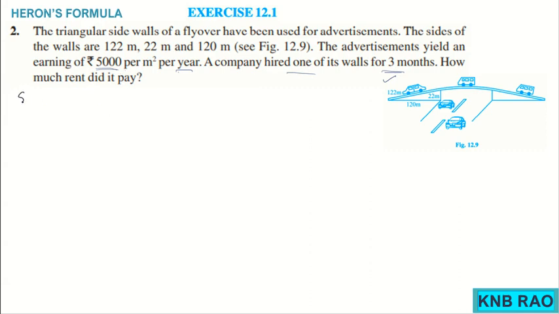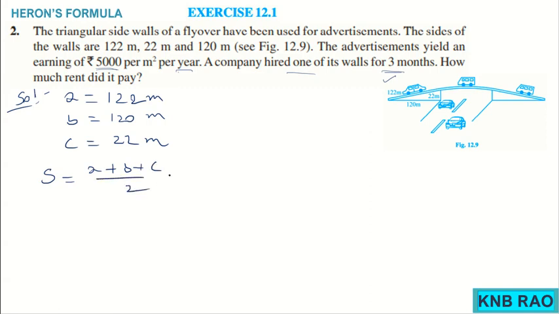Here in the solution of this question, we know A, B, C, that is sides of a scalene triangle, 122 meter, 120 meter, 22 meter. You need to find out semi perimeter, that is A plus B plus C by 2. What is semi perimeter here? A plus B plus C, 122 plus 120 plus 22, 264. So, 264 by 2 is 132 meter.